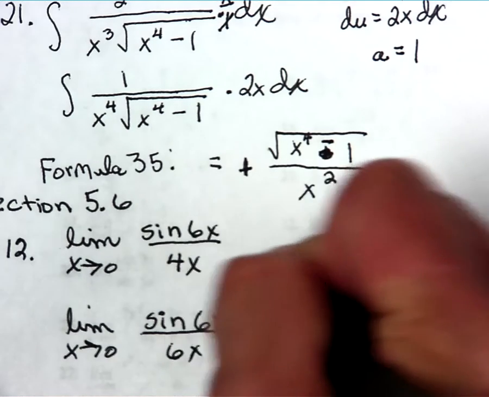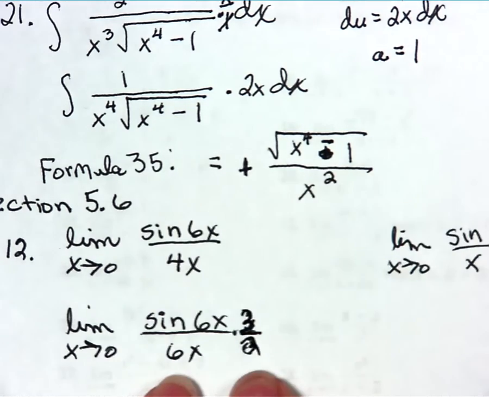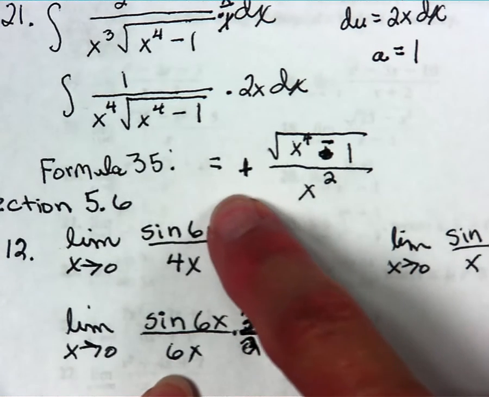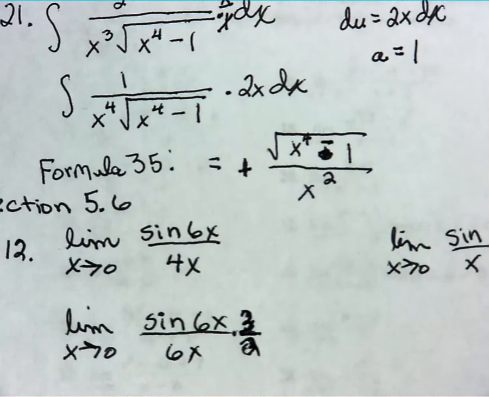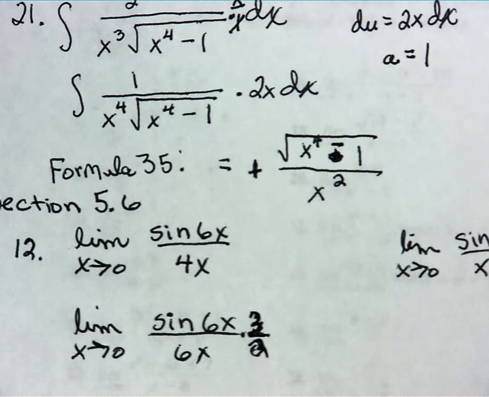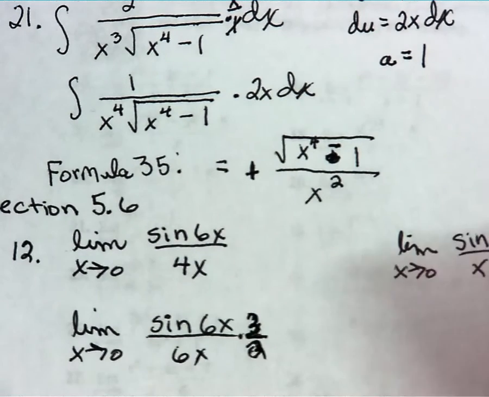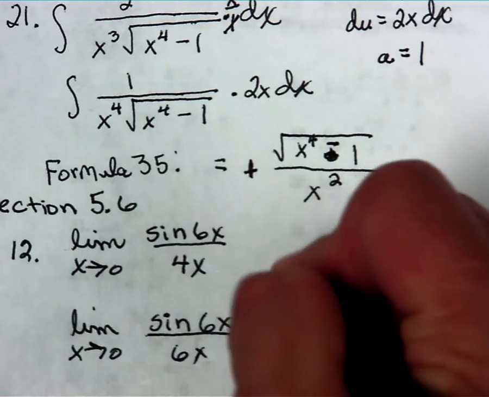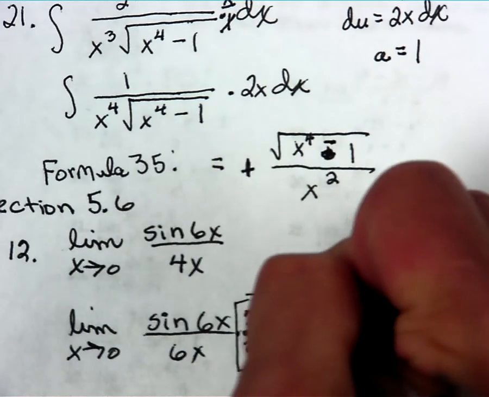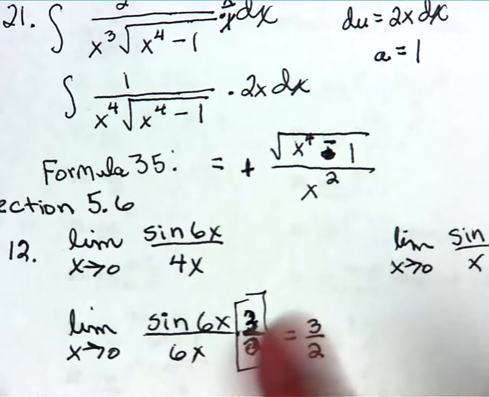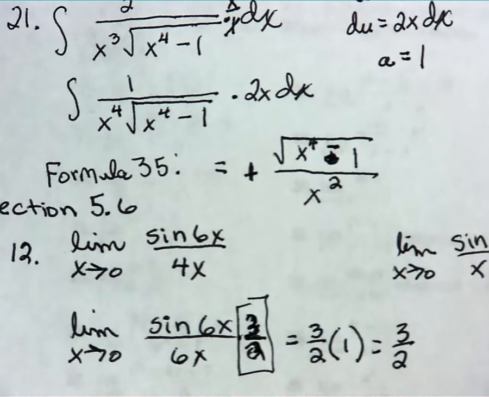If I multiply that expression by 3 over 2, and then I check to make sure it's equivalent to the line above it, it is, because 3 goes into 6 2 times, and 2 times 2 is 4. We have a theorem that says the limit of a constant times a function is just the constant times the limit of the function, and the limit of that function is 1, so that's 3 halves.